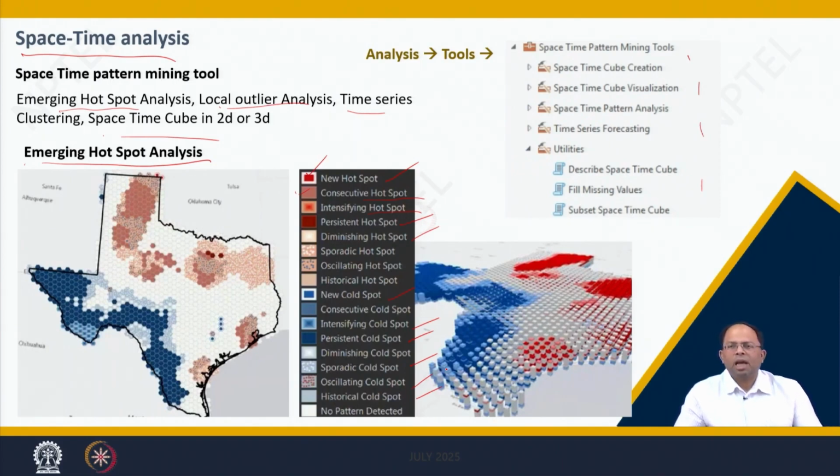So if there is crime and I have taken some measures to reduce it, we can check if it is really having any effect using this particular analysis. In addition to that, we can also do general time series clustering or space-time cubes and so on, that we will discuss.